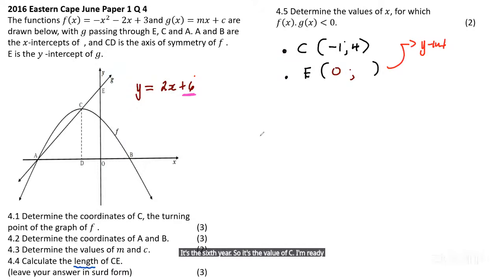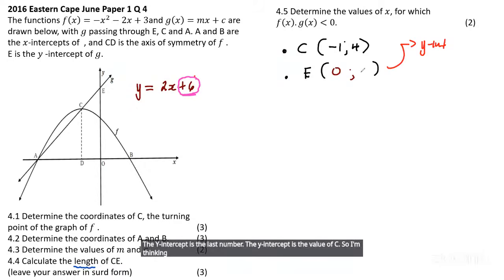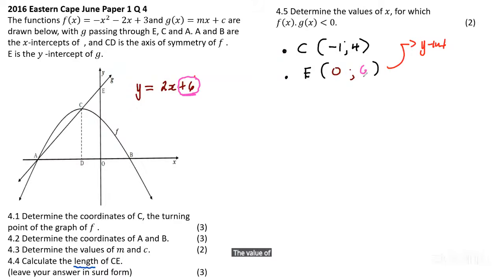Hear me out. If given an equation of a straight line, the y-intercept is the last number. The y-intercept is the value of c. So the value of y for E is 6. You can even calculate: put x as 0 and you'll find y as 6. I'm looking for distance. Last I checked, the formula for distance said to me square root. Square root of what?